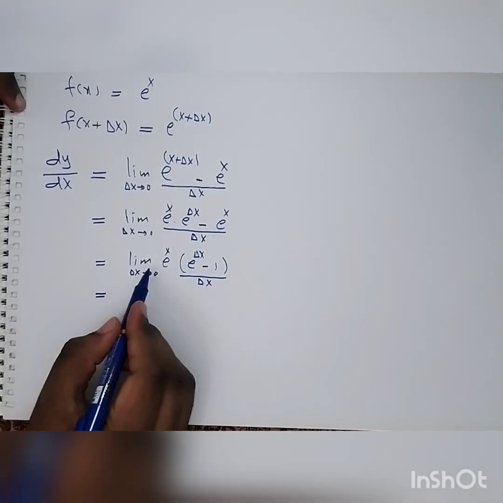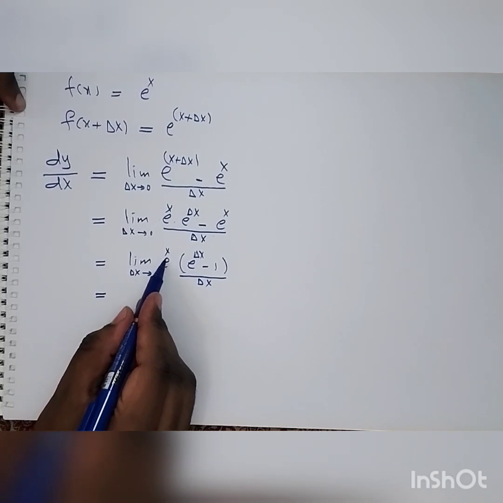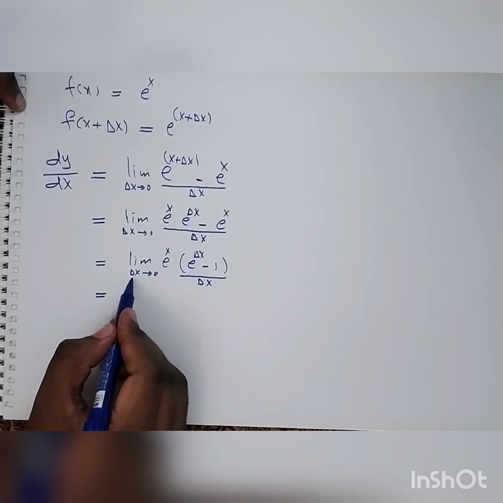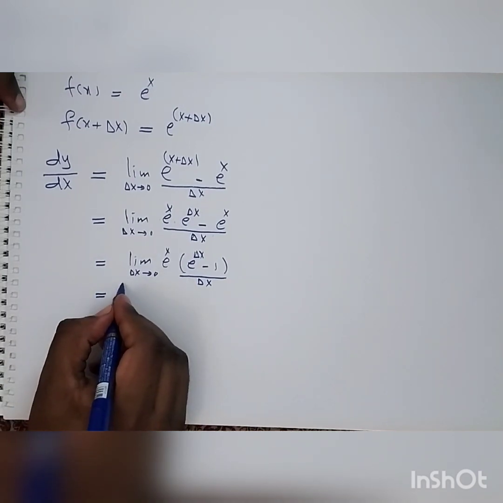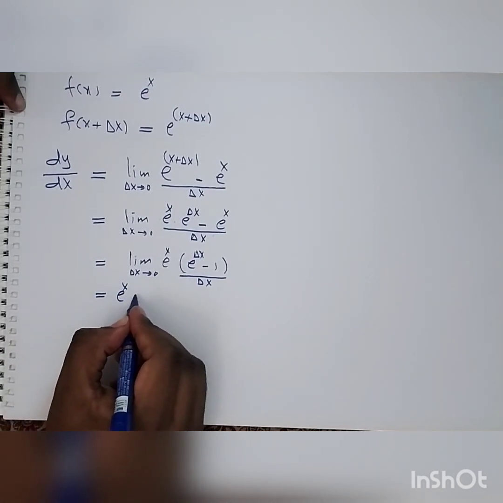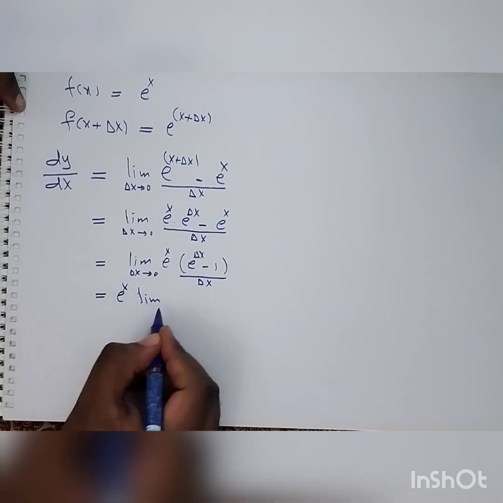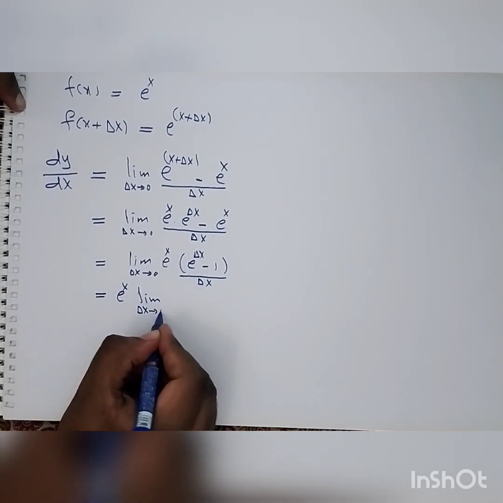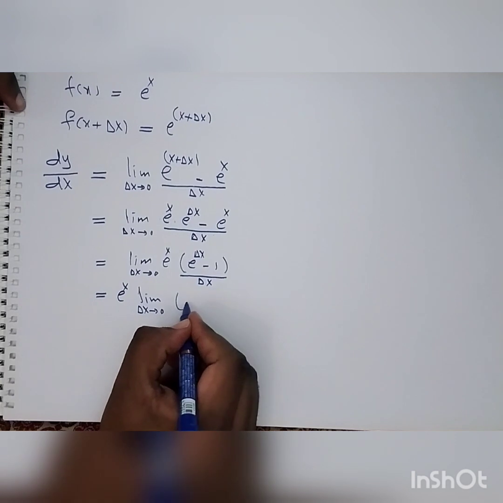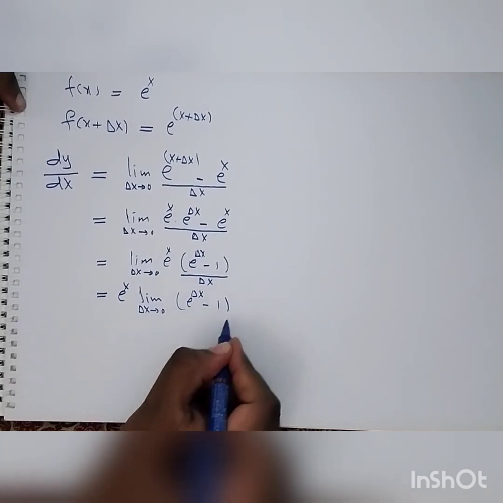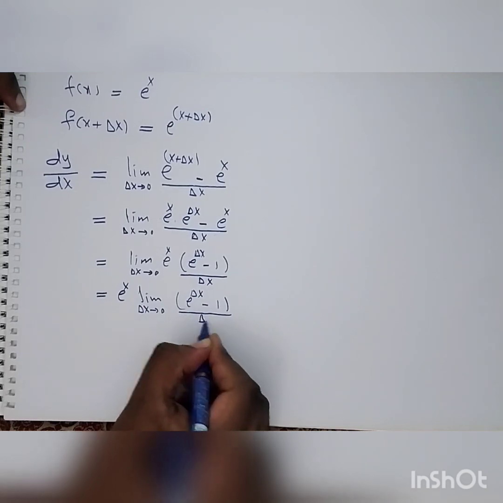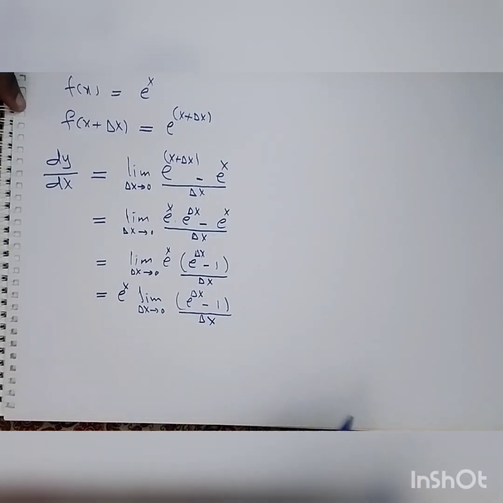So now you see that this function e to the power x is independent of delta x. That means we can take it out of the limit. So now here it is treated as a constant. Then that will be limit as delta x approaches 0 of e to the power delta x minus 1 divided by delta x. And now we would like to find this limit.